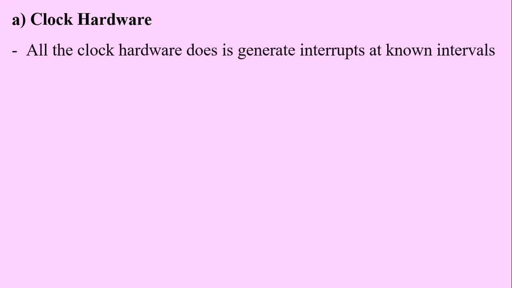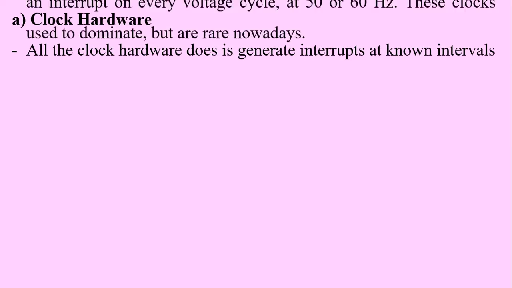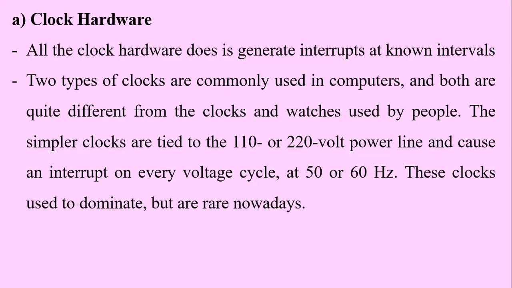Let us now look at the clock hardware. All the clock hardware does is generate interrupts at known intervals. The 2 types of clocks that are commonly used in computers are both quite different from the clocks and watches that are used by people. The simpler clocks are attached to the 110 or 220 volt power line, and they cause an interrupt on every voltage cycle at 50 or 60 Hz. These clocks used to dominate, but are rare nowadays.